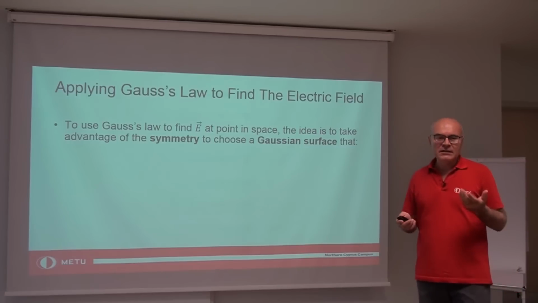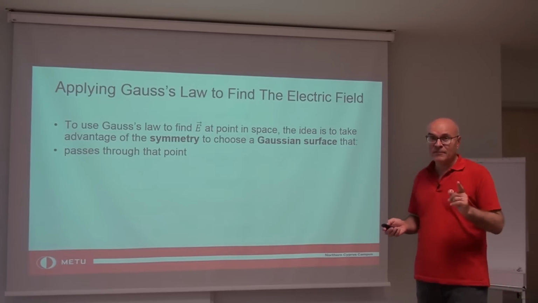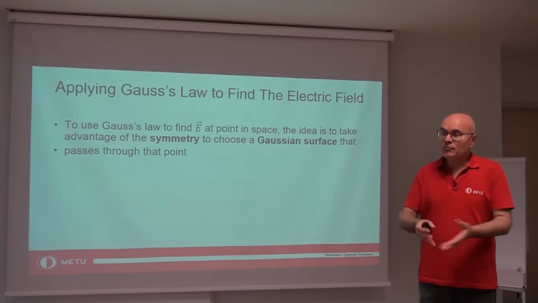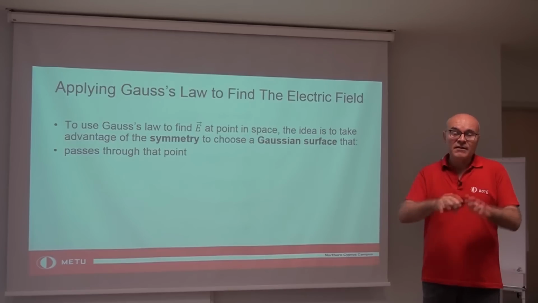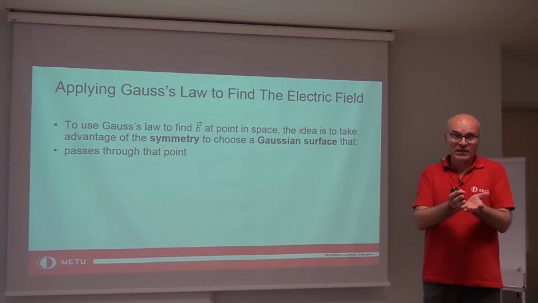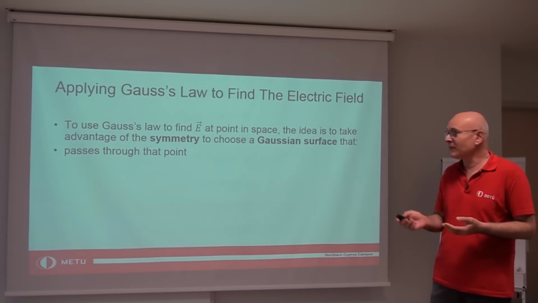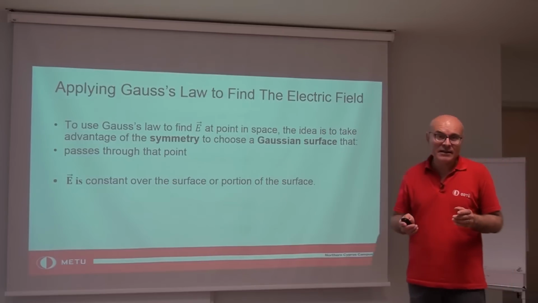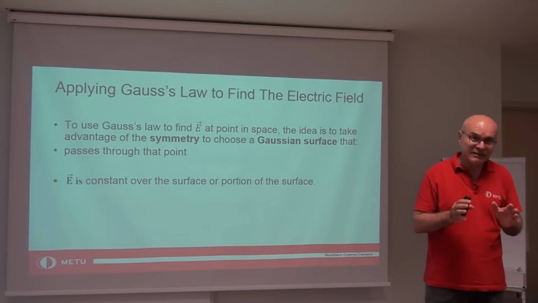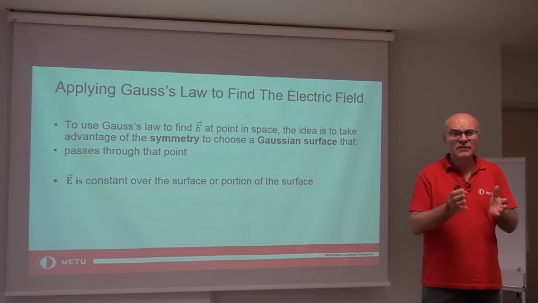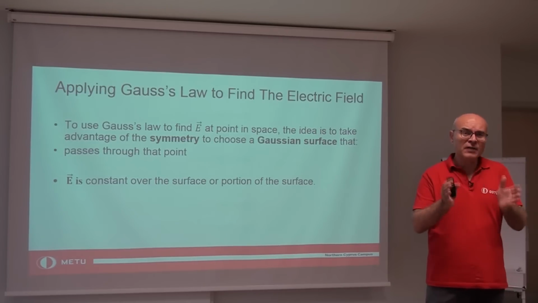Now, how do you pick this Gaussian surface depending on the symmetry? The first thing: usually when you have a charge distribution, you are asked to find the electric field at some point. That Gaussian surface should pass through that point, because otherwise there is no point in choosing this surface. The second thing is you must have the magnitude of the electric field constant throughout the surface, or at least part of the surface.